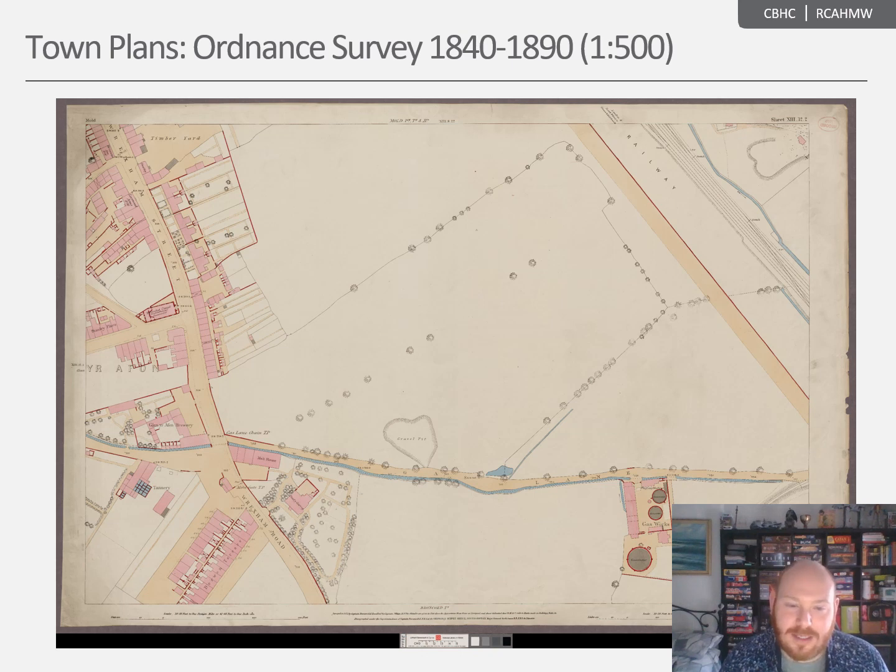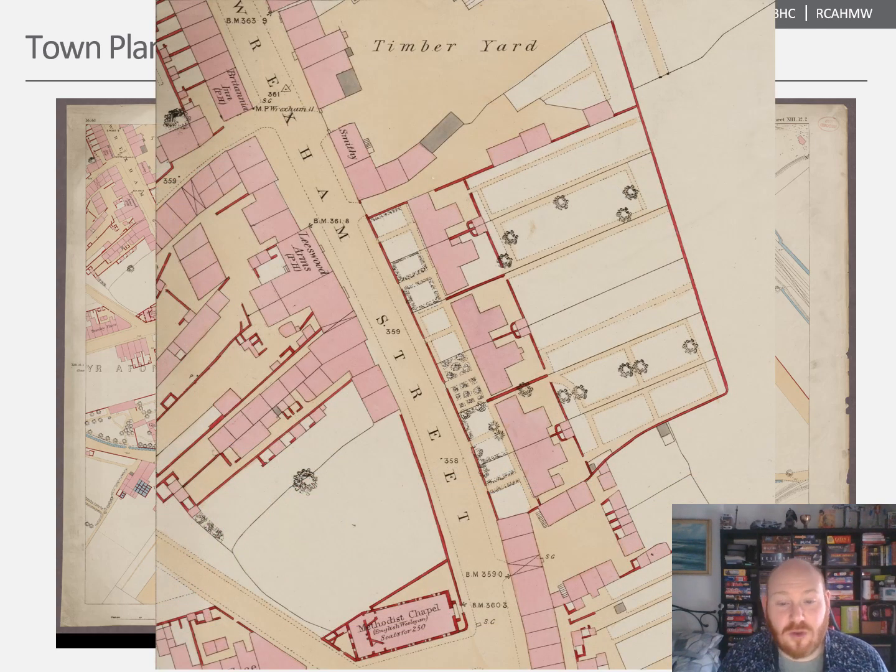So the example you can see on screen is just an extract from the southern portion of the town plan for Mould. And you can see that these are colorized, so you can work out what are individual buildings. And again, what was interesting here is any public building, they not only surveyed the outside, but they also surveyed the interior.